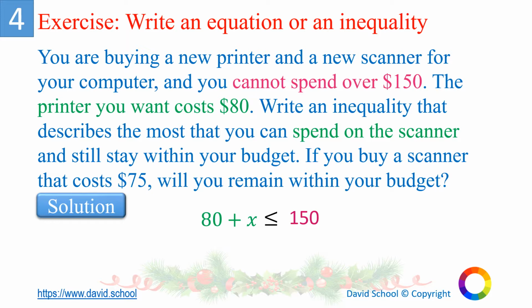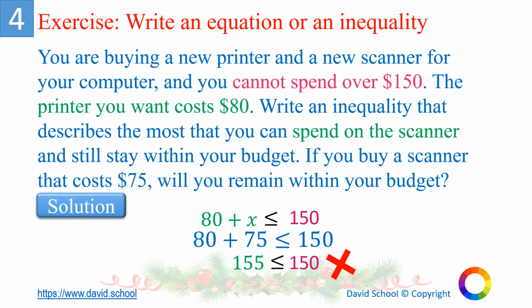If you buy a scanner that costs 75, will you remain within your budget? You substitute 75 for x, which gives 155 is less than or equal to 150. Therefore, you will not remain within your budget.